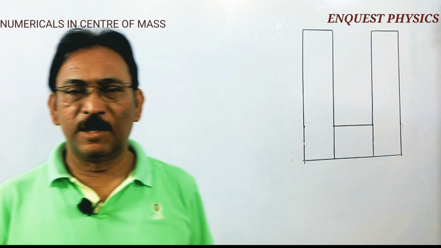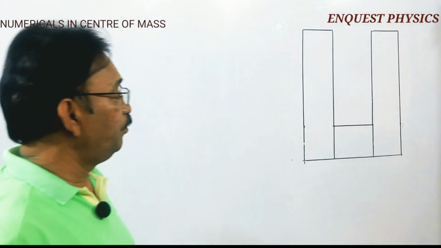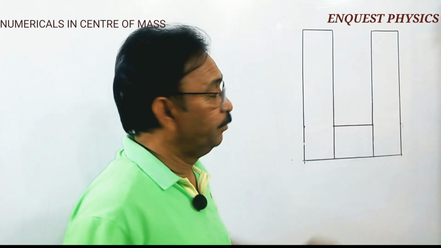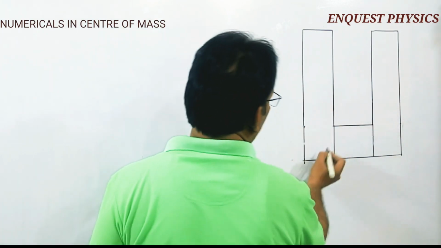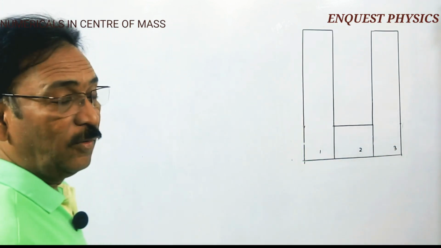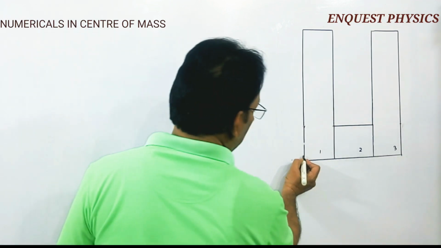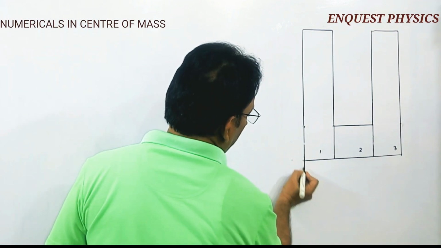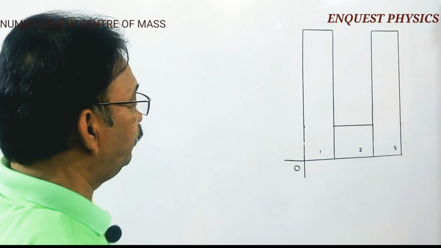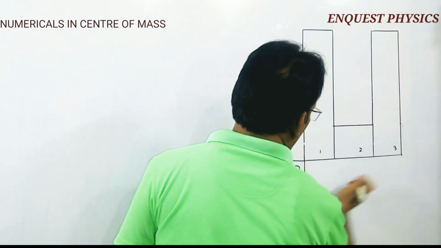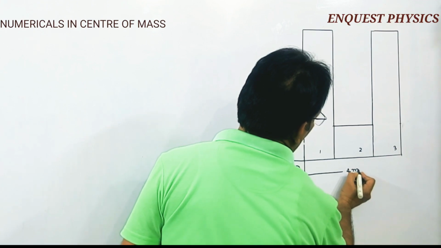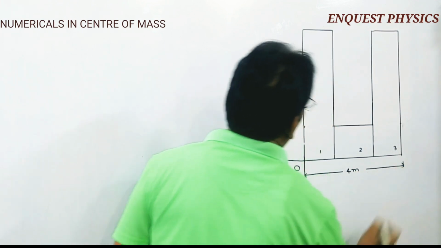Let's do one more problem in center of mass, students. Here in this problem, it is a structure which is made of 3 blocks. Let's name this block 1, it is 2 and it is 3. Students, we have to find out the center of mass of this structure with respect to the origin which is kept here. Let's say the length of this entire base is 4 meter. You can take any value.